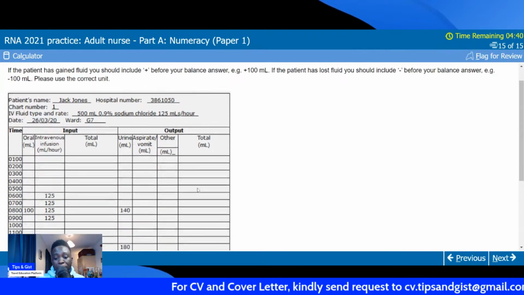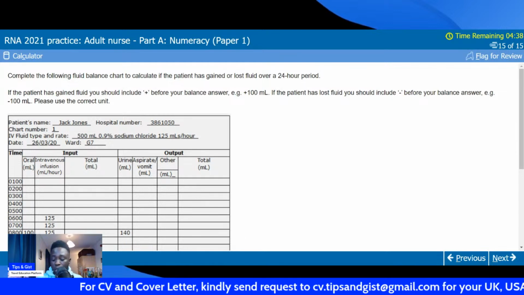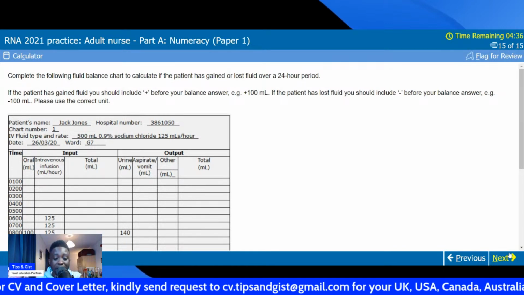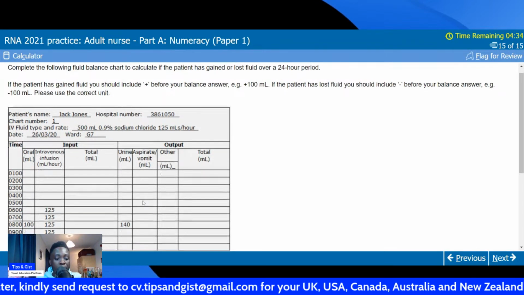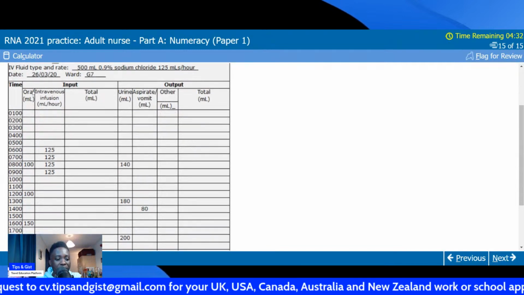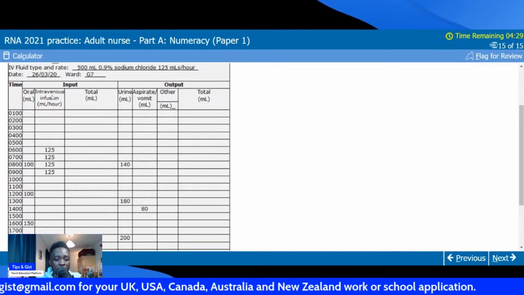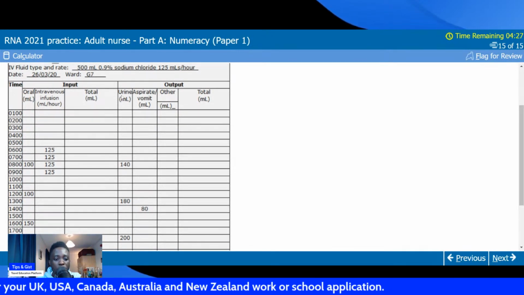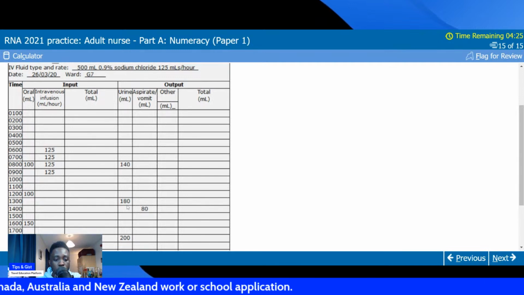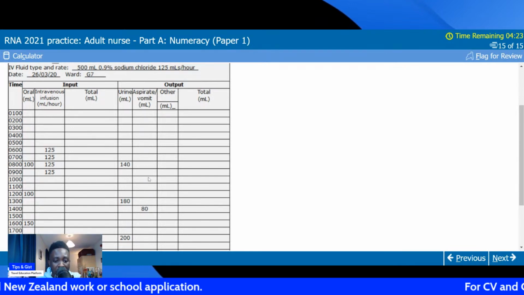So this is a fluid balance, an input and output sheet, right? Intake and output. So for the input, the patient was given some IV fluids, oral fluids. And for the output, the patient gave out urine, aspirate, that is vomit, and others.